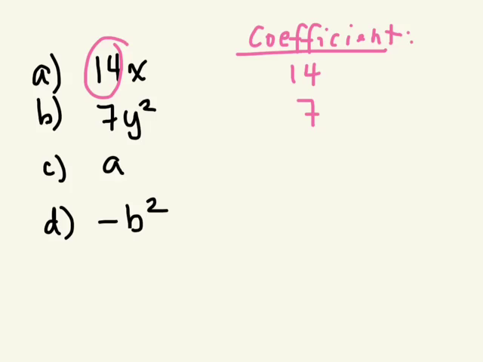C. Good. You can always put a 1. You can always multiply a variable by 1 and it won't change it. What about D then? Positive or negative? Good. Because of this negative sign, it's actually negative 1.